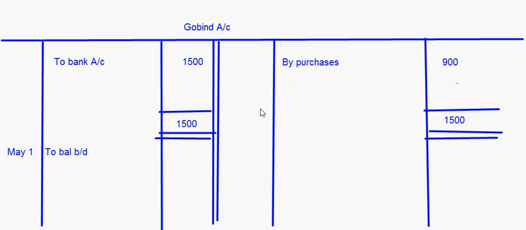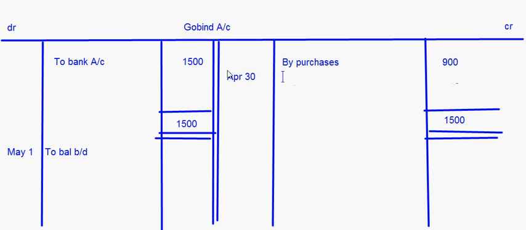Now come to Govind account. Govind account has this by purchases 900 on the credit side, and here debit side. So this debit side is higher, so the balancing figure is going to come here on April 30th.